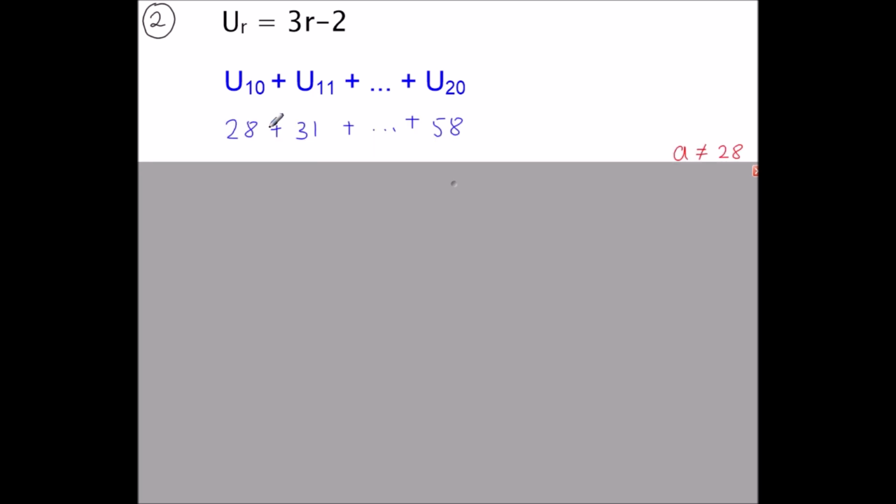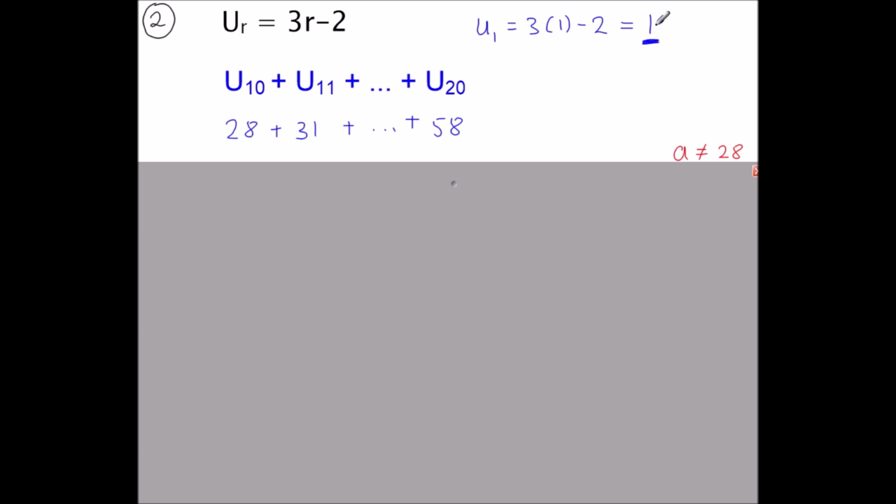These are the terms, and again we can generate them by putting the r values into this formula. So r equals 10, so 3 times 10 minus 2 gives us 28, and r equals 20, 3 times 20 minus 2, 58. Remember that the first term in the series would be u1, which is 3 times 1 minus 2.